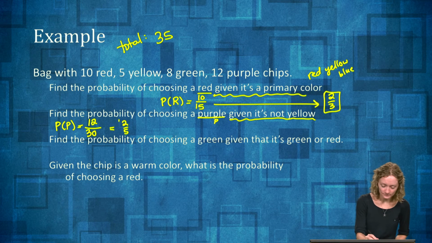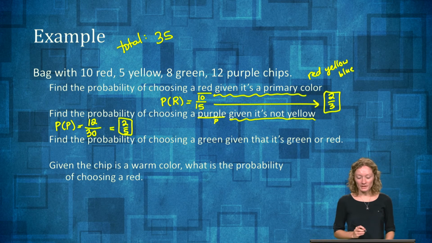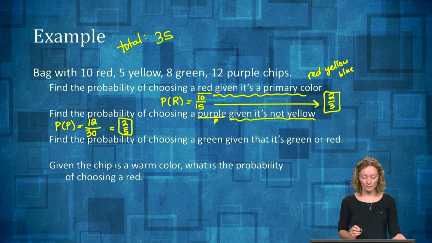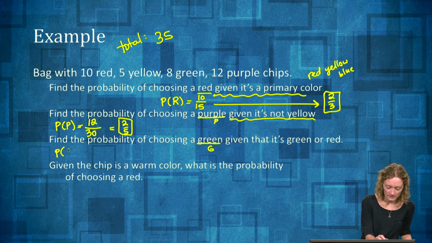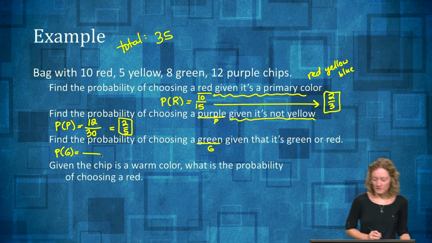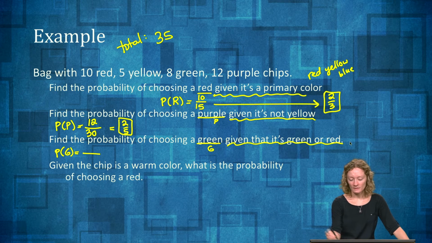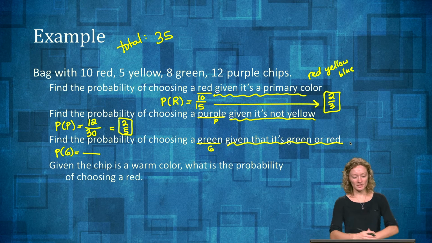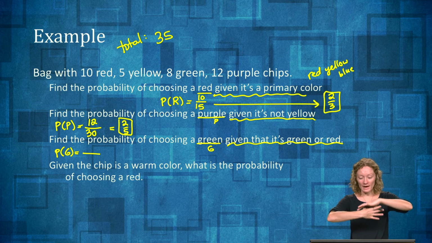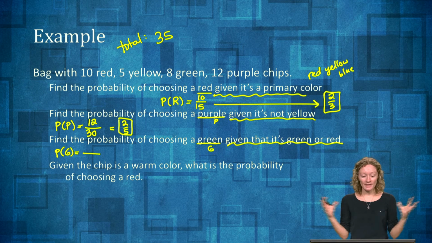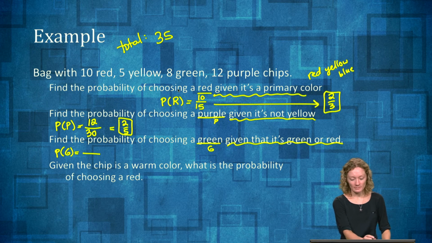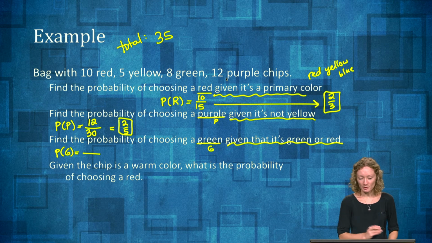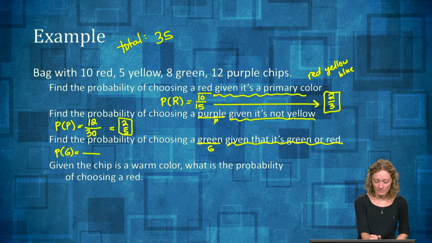Okay, next one. Find the probability of choosing a green given that it's green or red. Probability of choosing green, so green is the event, given that it's green or red. So they pick the chip. All 35 are in the bag, but they tell you, well, it's either green or red. You're hoping for green. They tell you it's green or red. That narrows it down. You know that it's not the yellow, you know it's not the purple. Green or red. So how many options do you have?